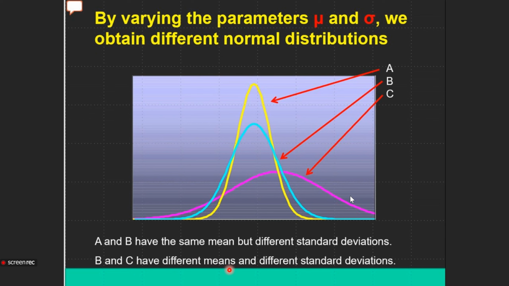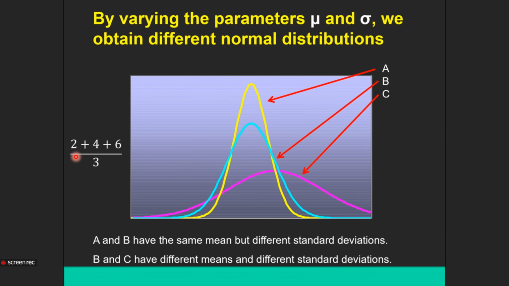So we say A and B have the same mean, but different standard deviation. While for B and C, we say B and C have different means and different standard deviation. This is our B and this is our C. The mean of B is located at this center, while the mean of the C curve is located at this point. So they have different means, and of course when you look at the slant, the slope is also different. So we say B and C have different mean and different standard deviation.